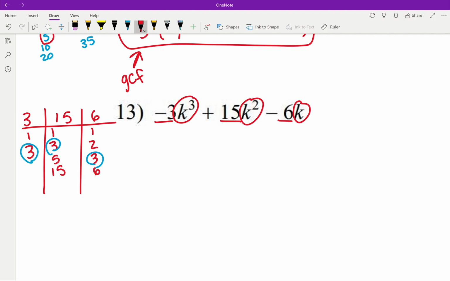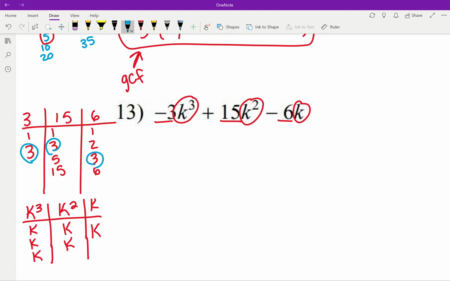Okay, let's do the same with our k's. We have k cubed, k squared, and k. Remember, k cubed is k 3 times. K squared is k 2 times. This is k. What's the biggest power we can take out of all of them? Only 1. We can only take out 1k. So we're going to take out 3k from everything. So 3k, then we do our parentheses.